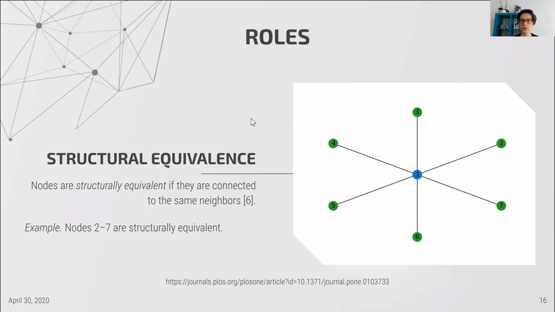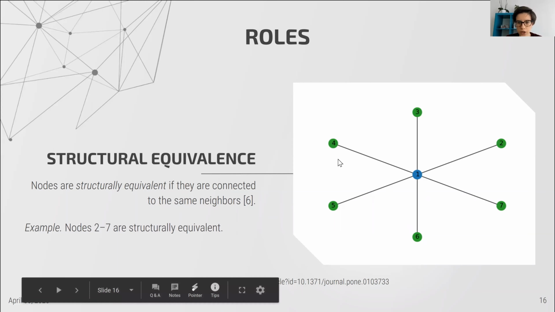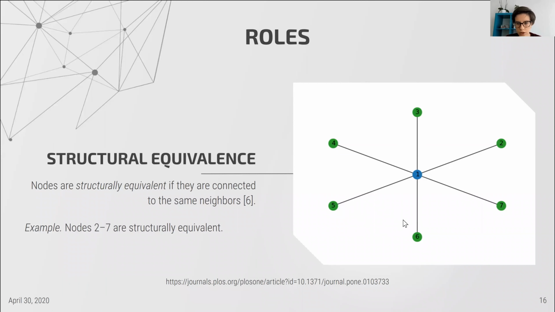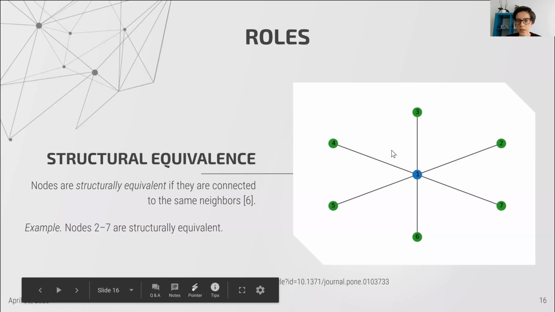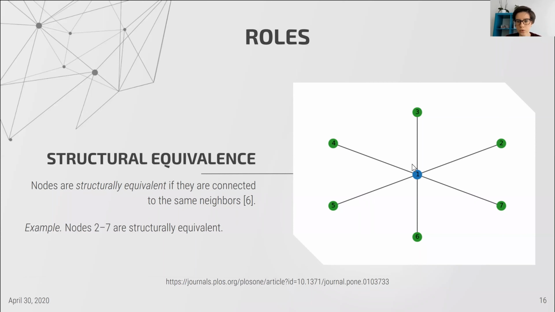We say that two nodes are structurally equivalent if they are connected to the same neighbors. So for example, in this graph here, we have the nodes from 2 to 7, the green ones, that are structurally similar because they are connected to the same node 1 here in the middle. Of course, this definition is not really practical because it's very strict. So let's make it a little bit more useful for practical purposes.